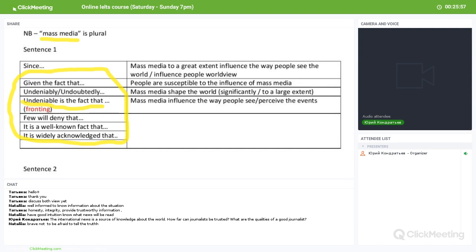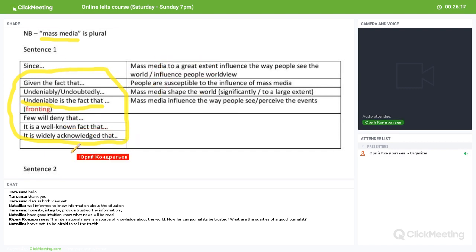If you choose it, it's very good for your score, but don't change anything because this is fronting, and you put the adjective in the beginning. Don't change anything. Don't say "it is" or anything like this. Then: few will deny that. It is a well-known fact that. It is widely acknowledged that.